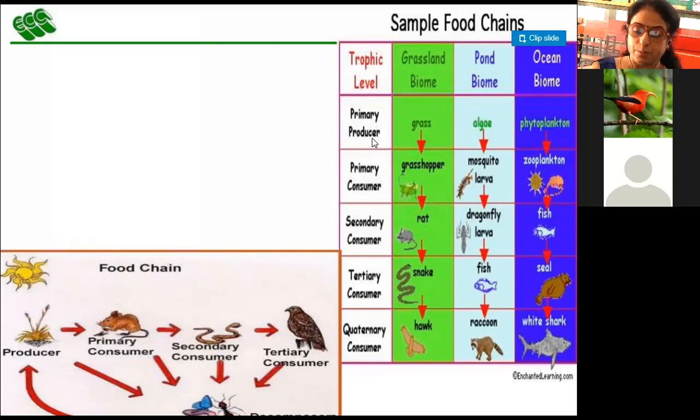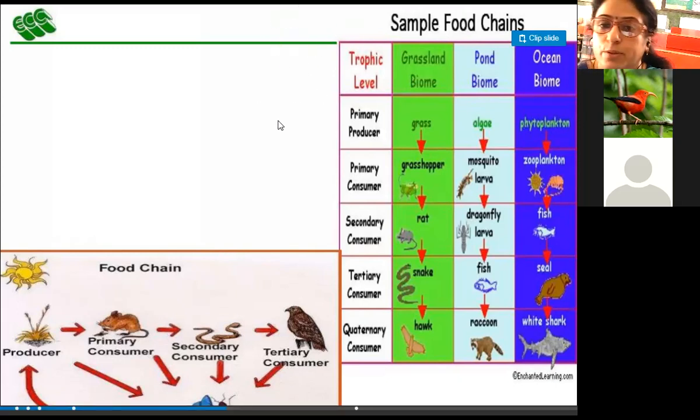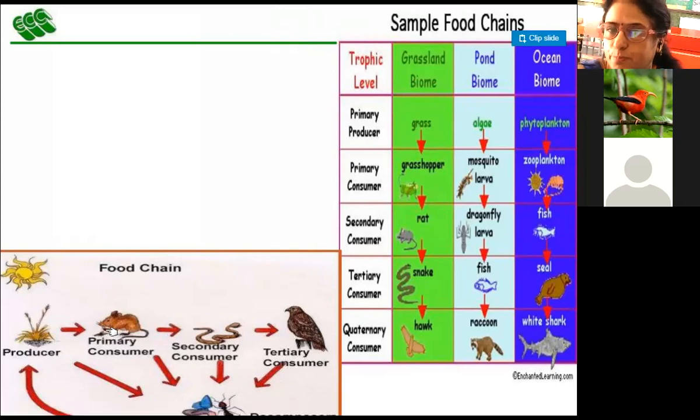Now I will be explaining it with the help of the board, but the board is not there. Okay, I will be explaining it with the help of an example.